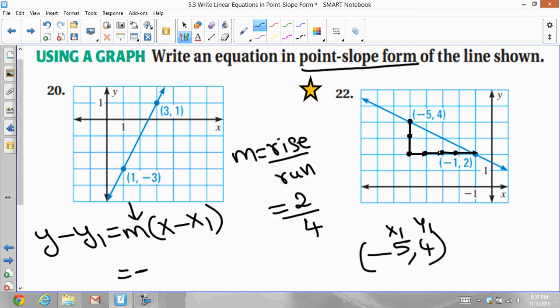Now make sure that you have a triangle between the first point and the second point. So the first point and the second point, make sure that you have a right triangle. So 1, 2 is my rise, 1, 2, 3, 4 steps is my run, which simplifies to 0.5. Now keep in mind, this is a negative slope, and that is why I'm having it as negative 0.5. My slope is negative.